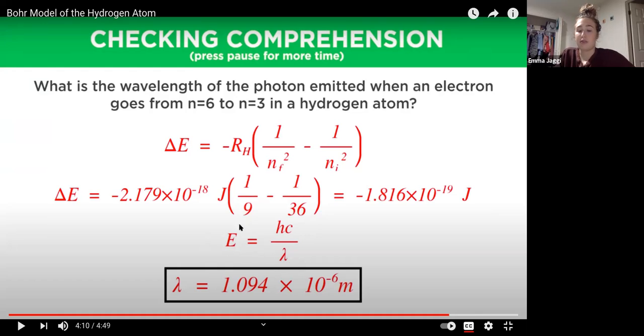And you're going to have to rearrange this equation to solve for the wavelength, by the way. So you'll multiply that wavelength over, divide by E right here, and it'll be hc divided by E, which is the change in energy. And you'll get this wavelength of 1.094 times 10 to the negative 6 meters. And if you don't understand how this works, I would recommend pausing this and gaining that understanding for yourself.